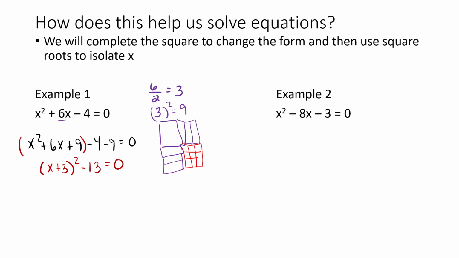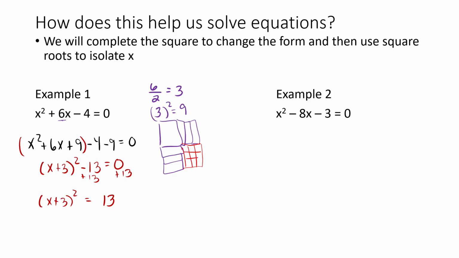So I took the x squared plus 6x minus 4, I completed the square. So here's where we go from here. I am going to add 13 to both sides. So I get x plus 3 all squared equals 13. And now I actually have this in a form where I can use a square root. So watch how this works.